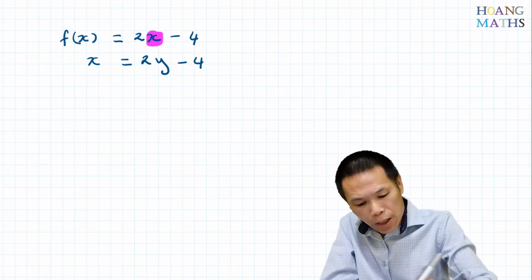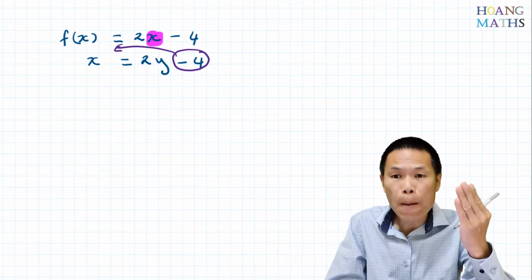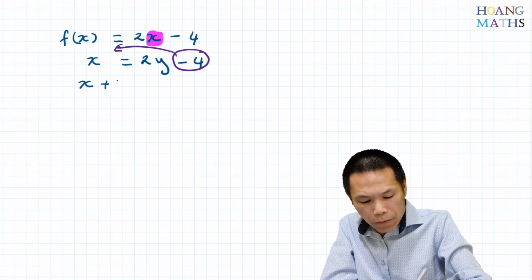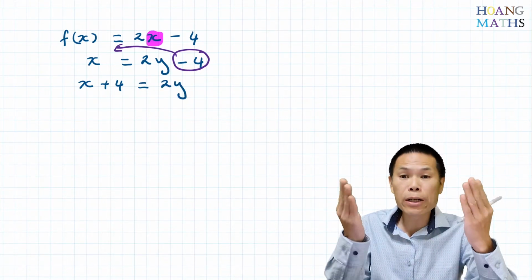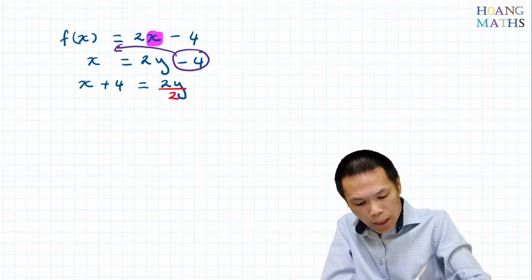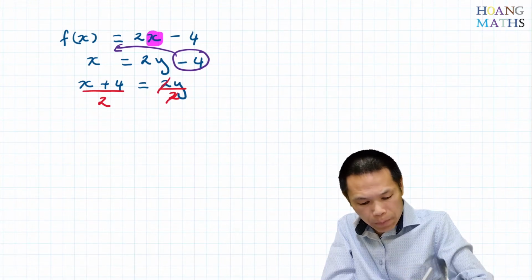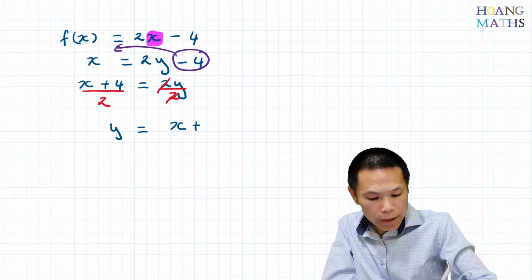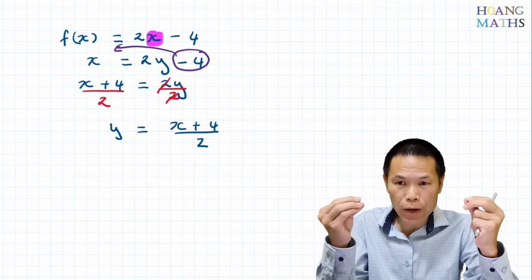To do this, we just move this -4 to this side, so that becomes positive. So that is x plus 4 is equal to 2y. Now I divide by 2 on both sides, the whole lot by 2. That cancels out. So y is equal to (x plus 4) over 2. That will give me the inverse function.